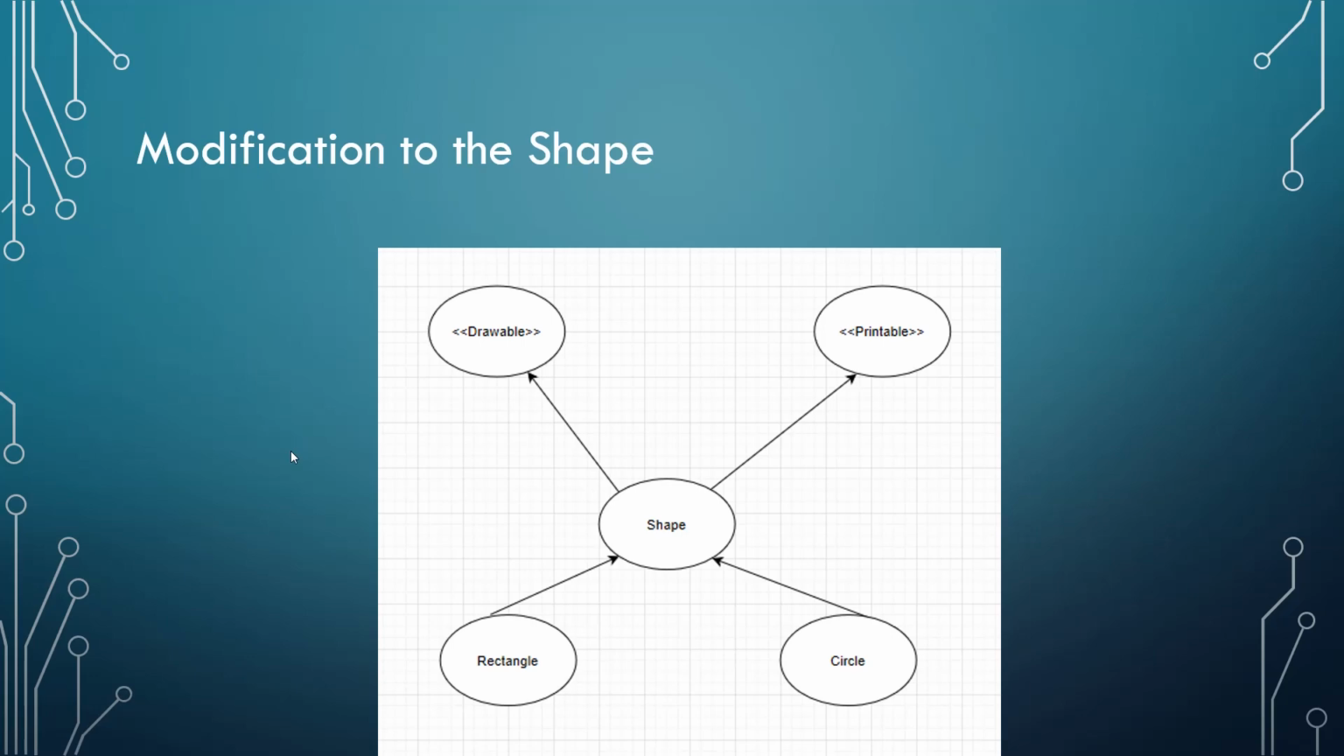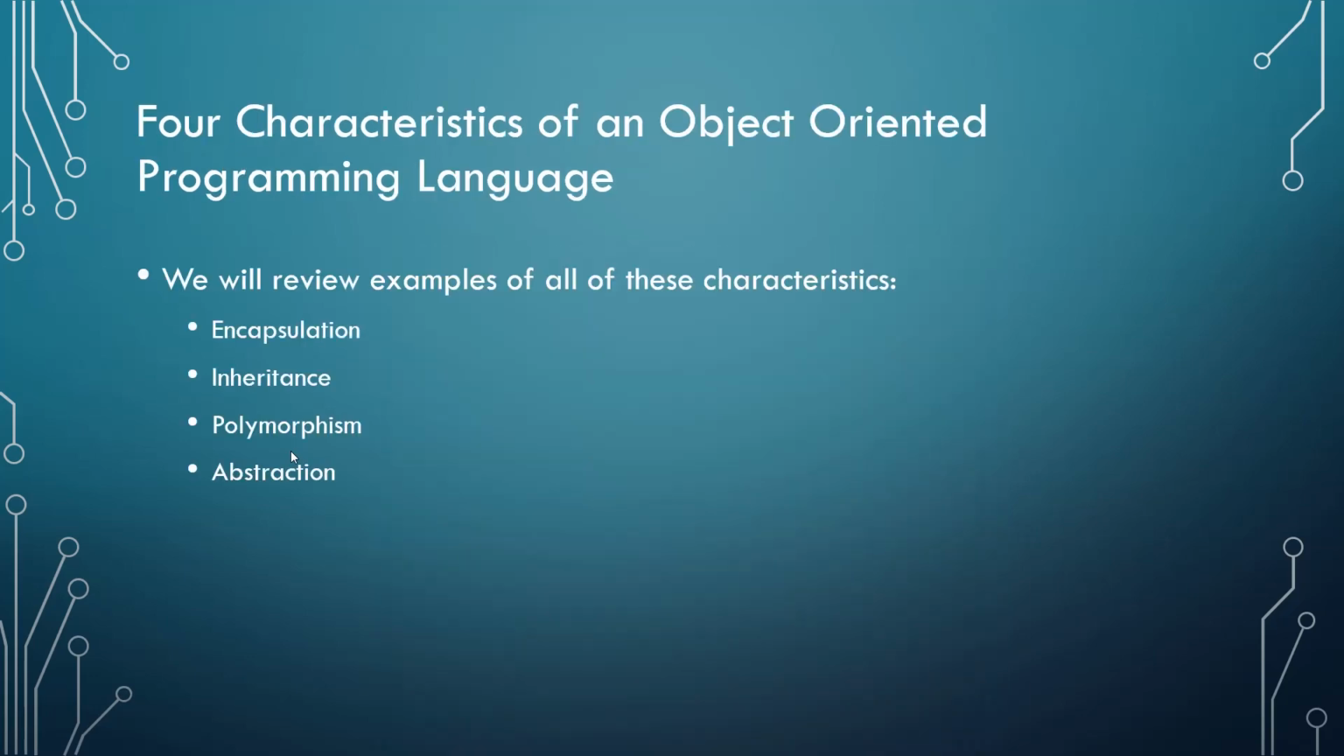Same thing for Rectangle. So we'll take a look at the example, and we'll review these characteristics in that example: encapsulation, inheritance, polymorphism, and abstraction.